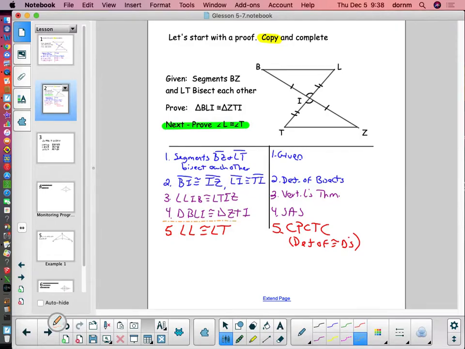CPCTC is not a congruence shortcut. I cannot use this abbreviation to show that triangles are congruent. I may only use that after I have a triangle congruence statement. So a lot of times I draw that kind of dashed line in there to indicate, okay, now I know triangles are congruent. Now definition of congruent triangles is in play. Now I can use that. I can't use it until after I have triangles congruent. I can't use this as a reason. It's not one of my triangle congruent shortcuts. It's after that. All right?